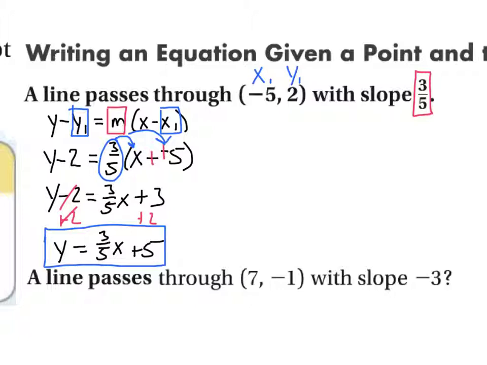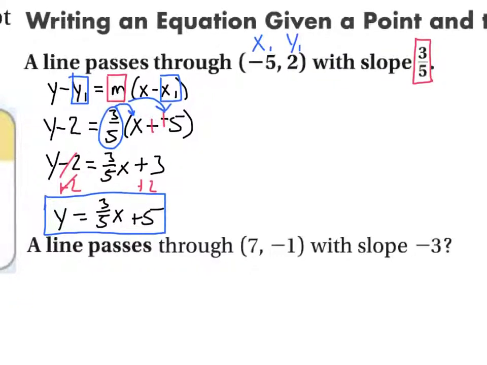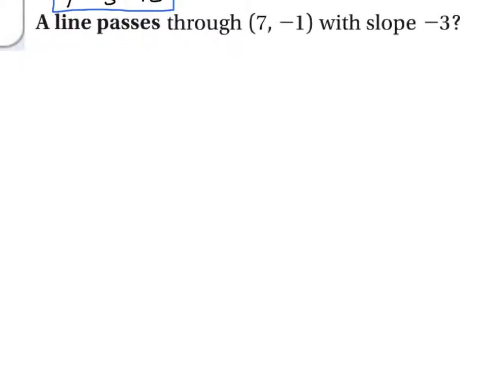Point slope form helps you find the equation of a line if you are given just a point and the slope. Okay? Why don't you guys try the next one? Find the equation of the line that passes through 7, negative 1, and has a slope of negative 3. Go. So yes, you should have gotten y equals negative 3x plus 20. Any questions on the process? Feeling good on that? Doing okay?